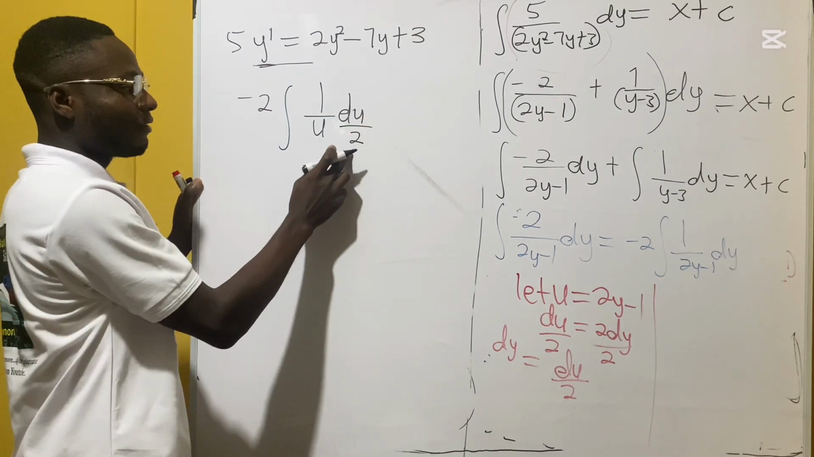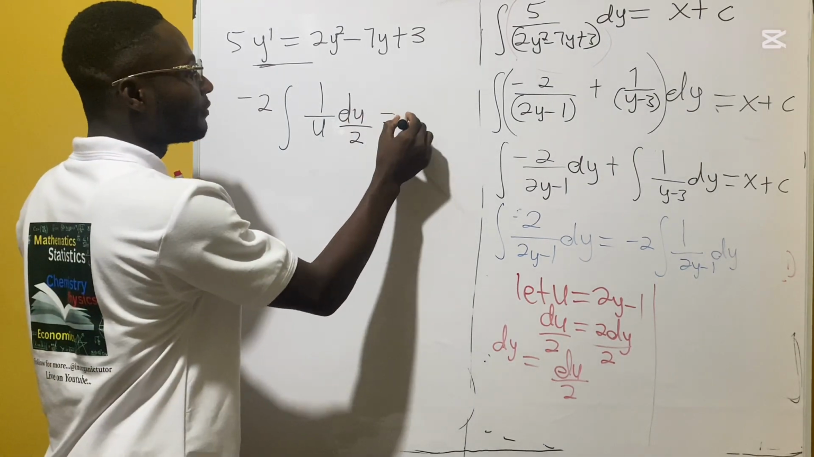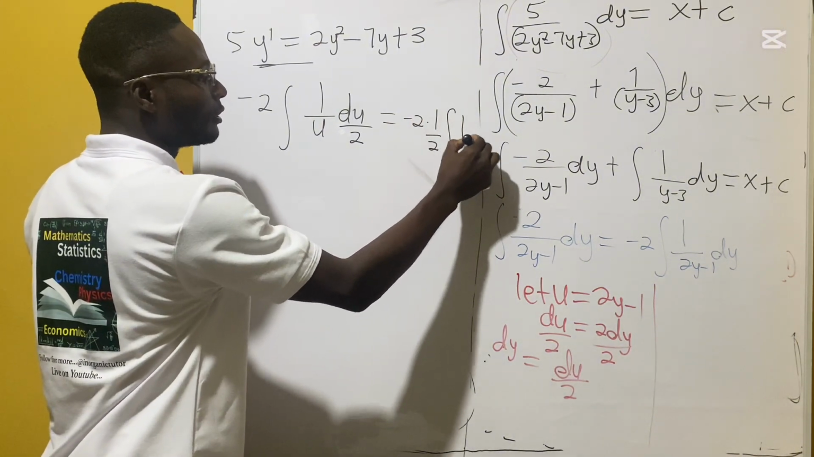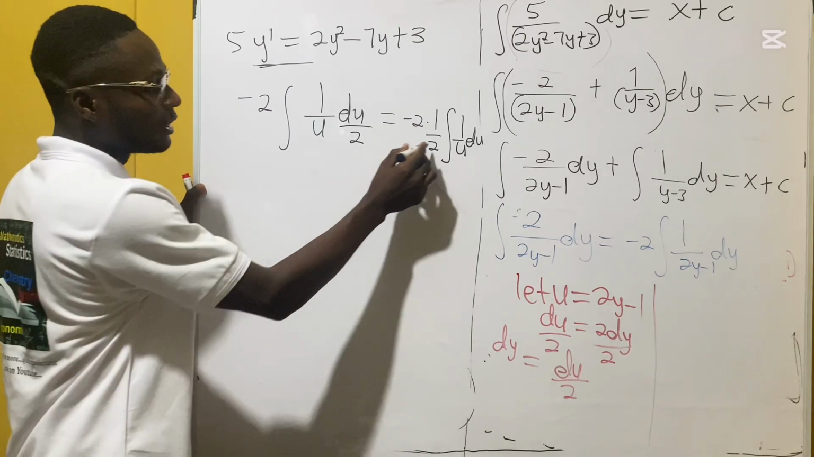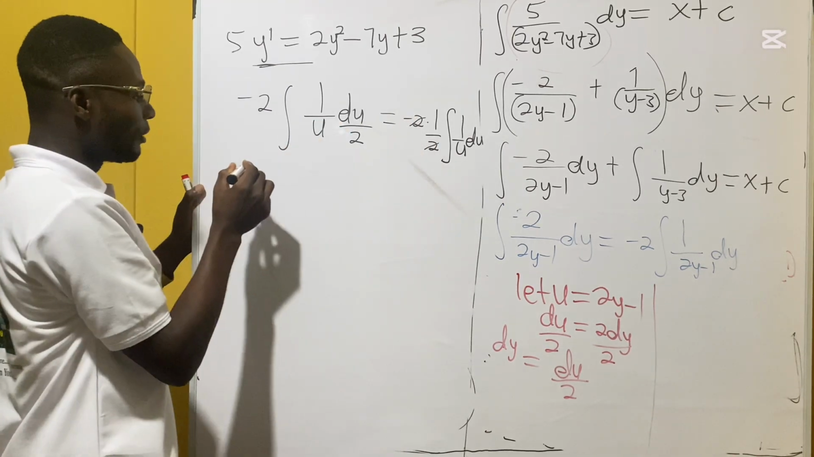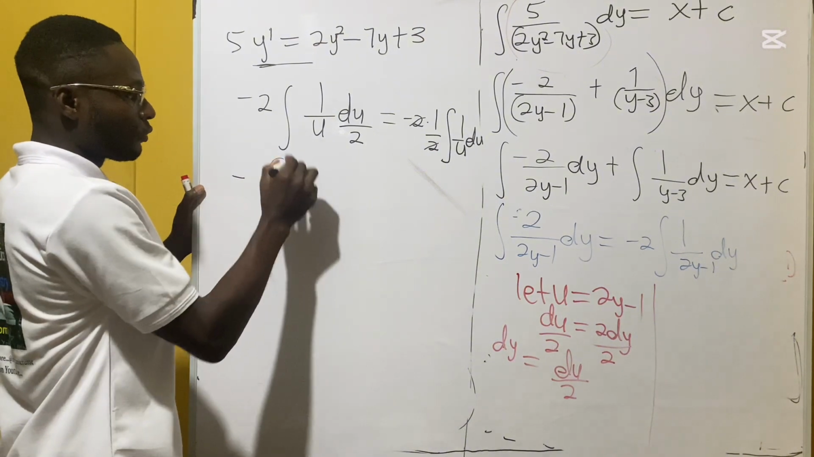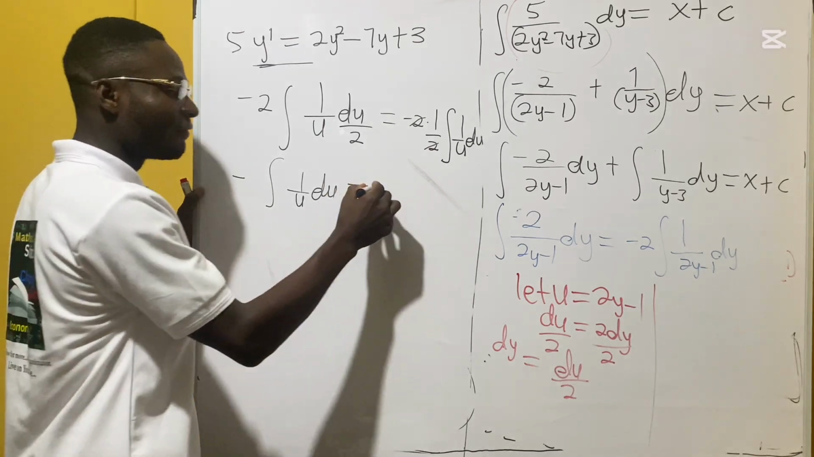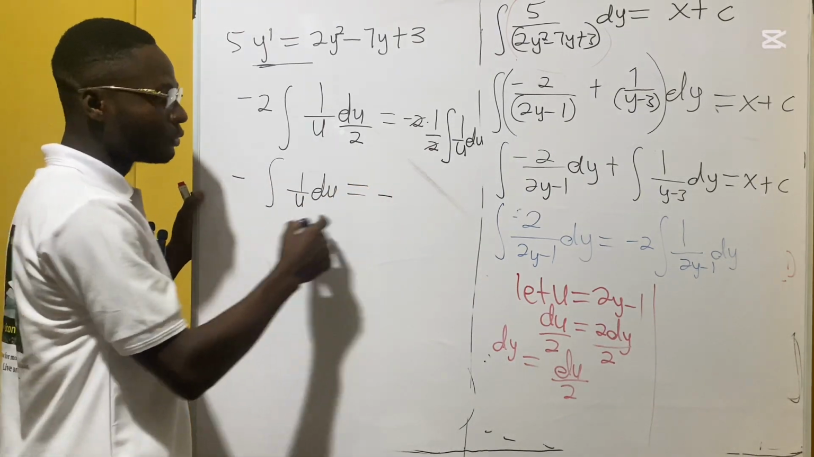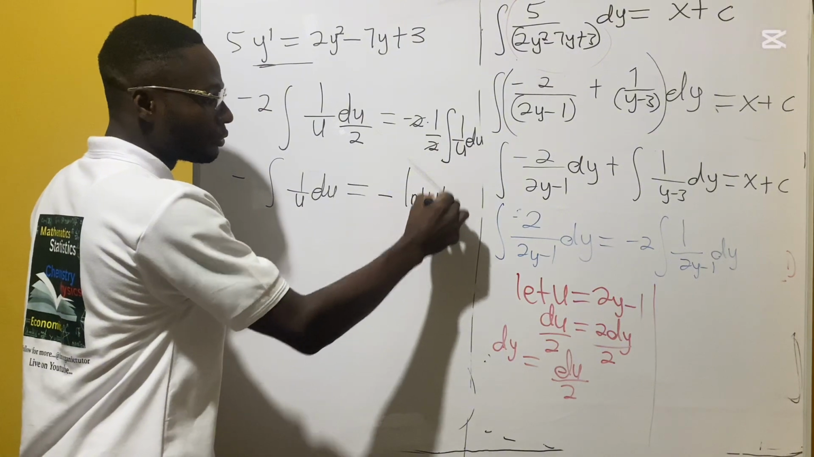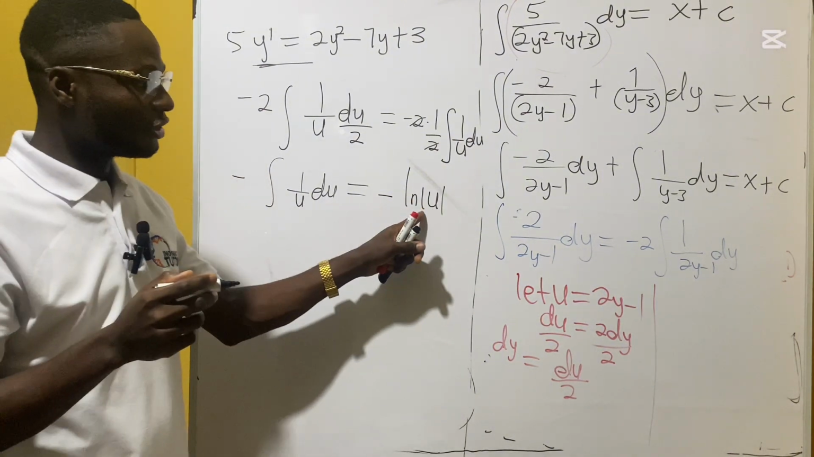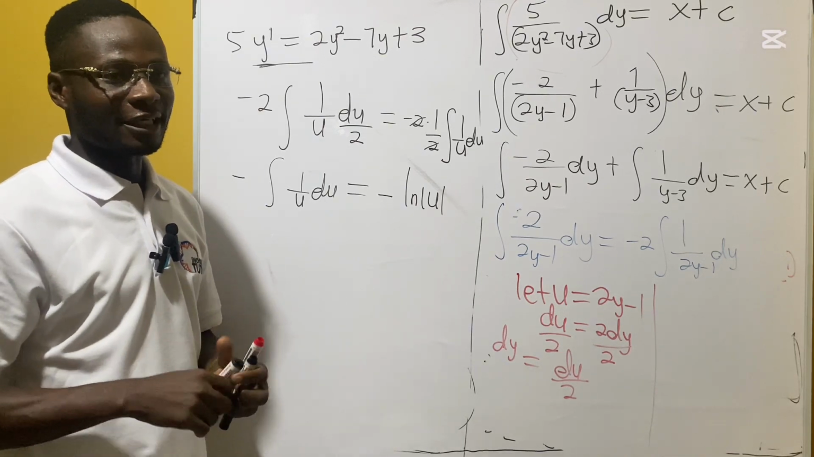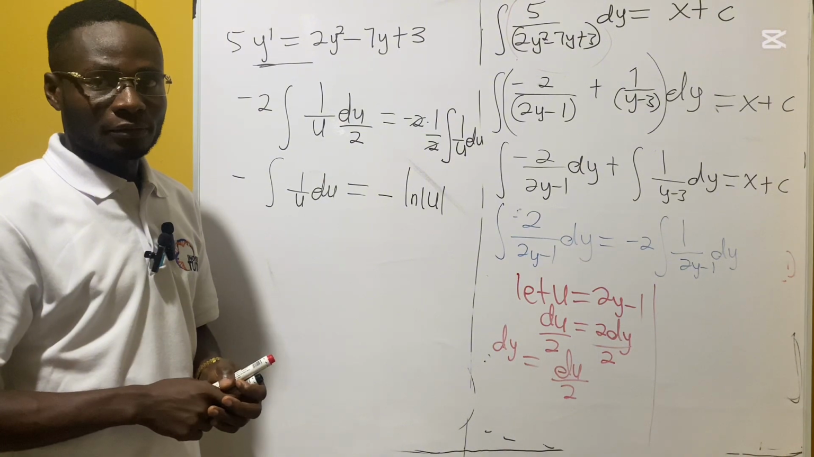So by factorizing the half here, we have -2 times half the integral of 1 on u du, and then we have negative times the integral of 1 on u du. So integrating this, we are going to have negative. You know that the integral of 1 on u is ln absolute u, right? The reason why we are using the absolute is to avoid any negative number. You know that ln doesn't take any number less than 0.